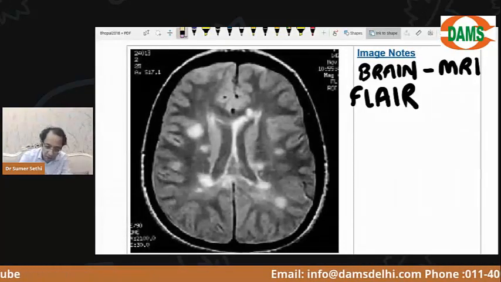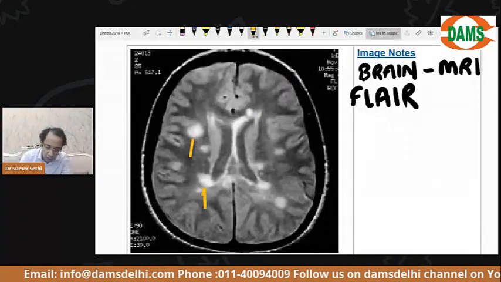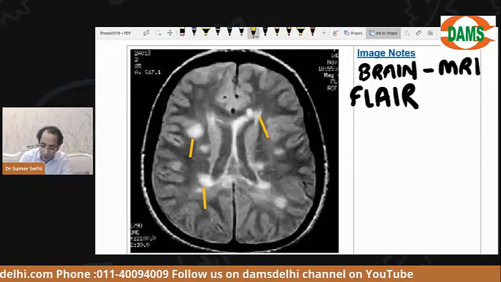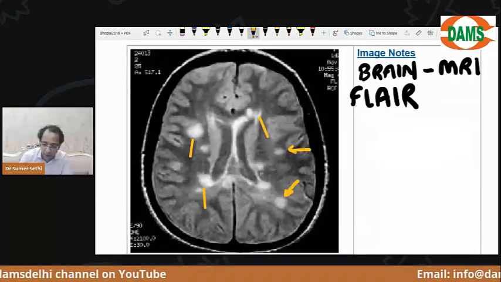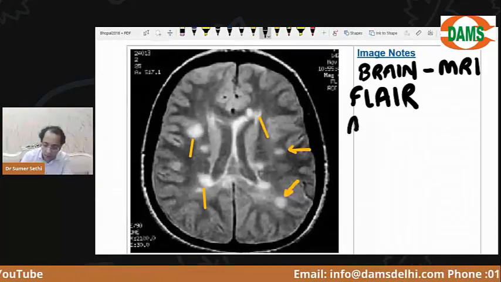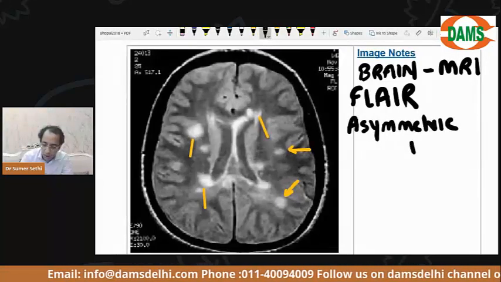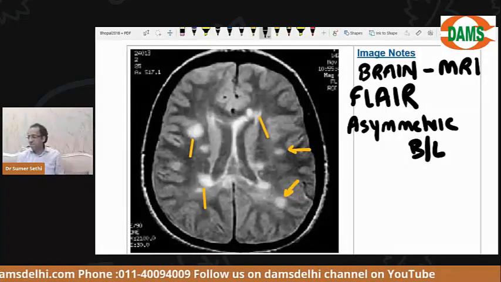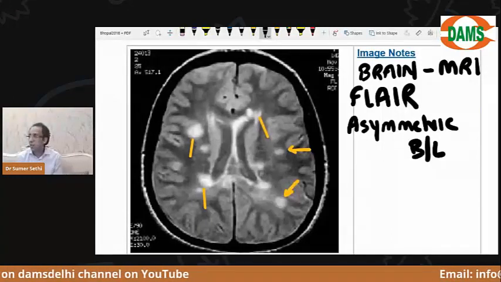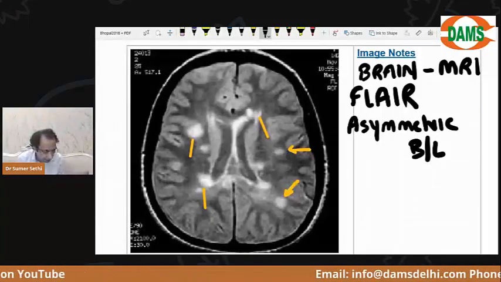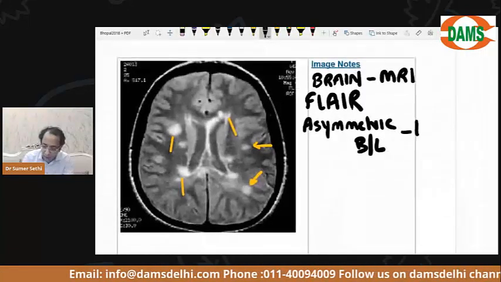Now any one of you can answer. Where is the disease located? Is it unilateral or bilateral? Bilateral. Symmetric or asymmetric? It is asymmetric. Bilateral regions. Okay. But are they located in the gray matter or white matter? So we can see there are asymmetric bilateral regions in the white matter.